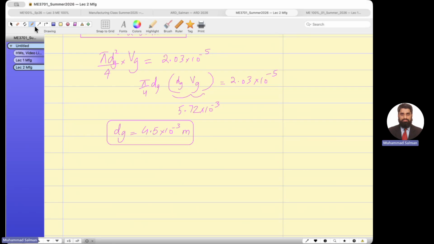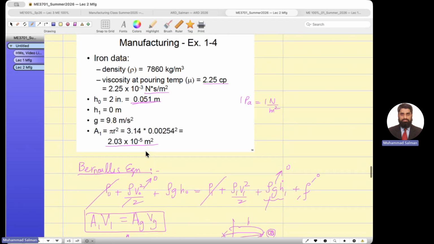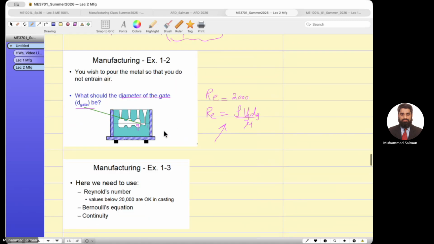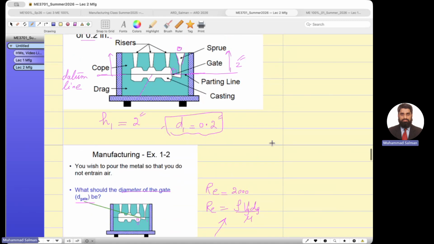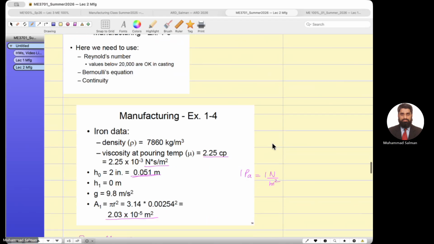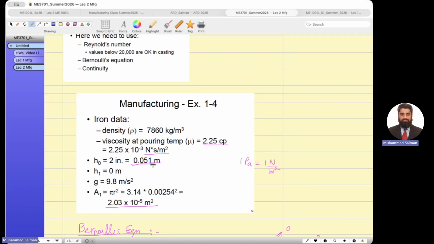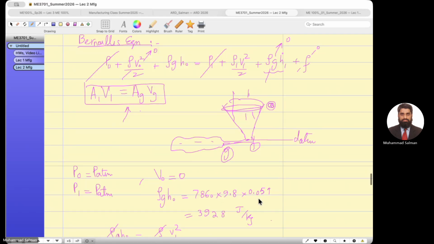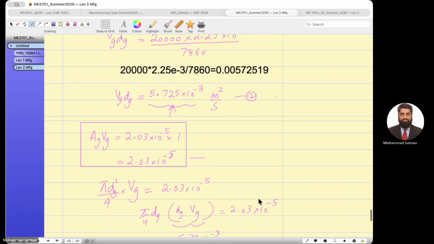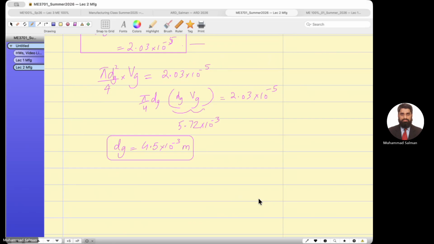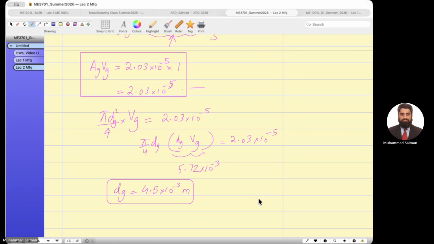It is not unreasonable because the diameter of the bottom of the sprue, how much is the diameter? That the bottom of the sprue is 0.2 inches, which is about 0.05. Do you understand this question? Will you be able to solve such problems in your quiz or test?